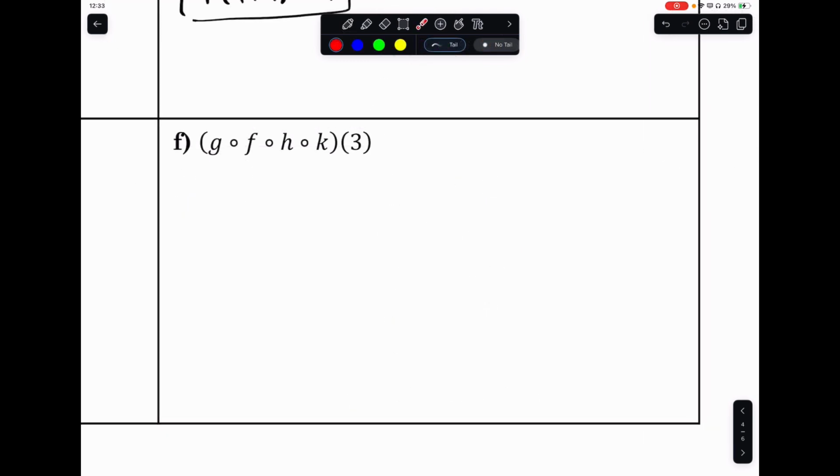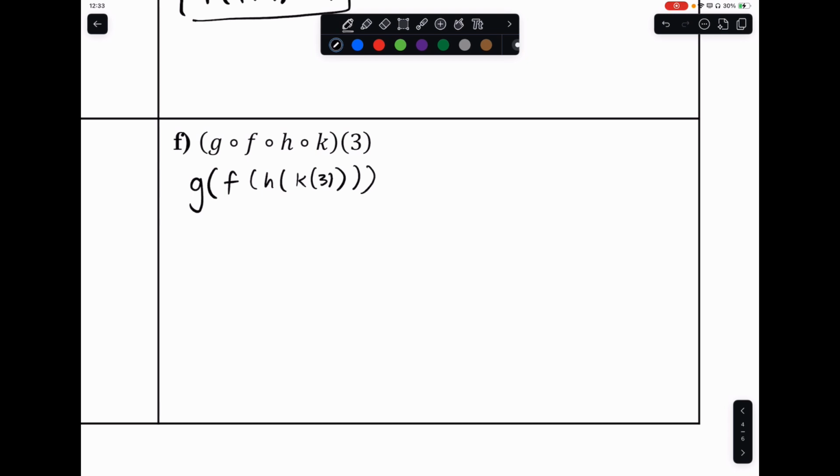And finally, our last example, it's a doozy. Here we want to evaluate h of f of h of k, g of f of h of k of 3. So g of f of h of k of 3. So working all the way to the inside, there we go, those are all the parentheses.